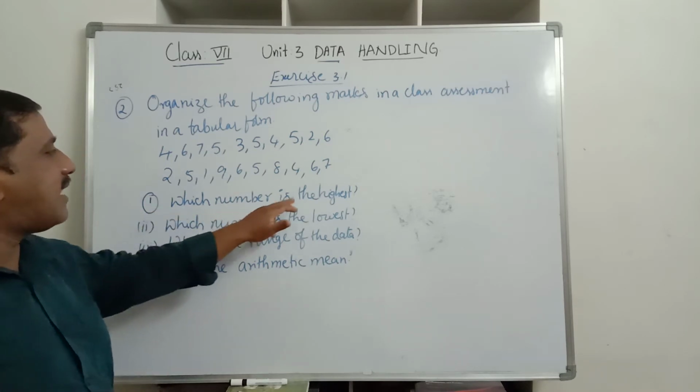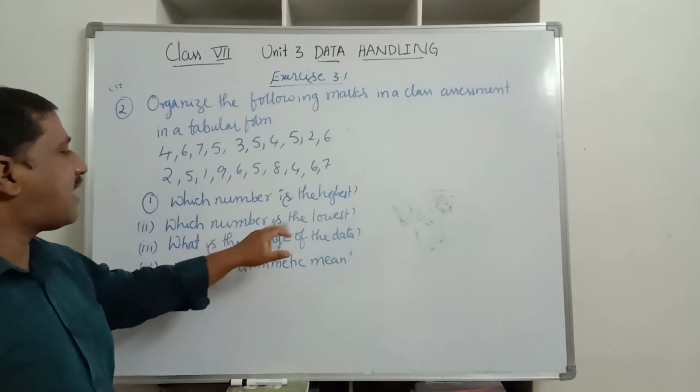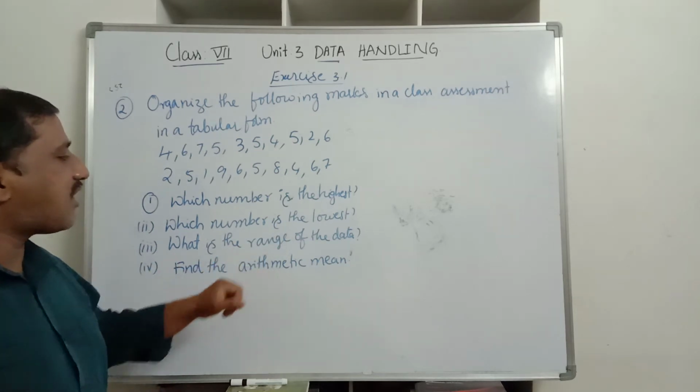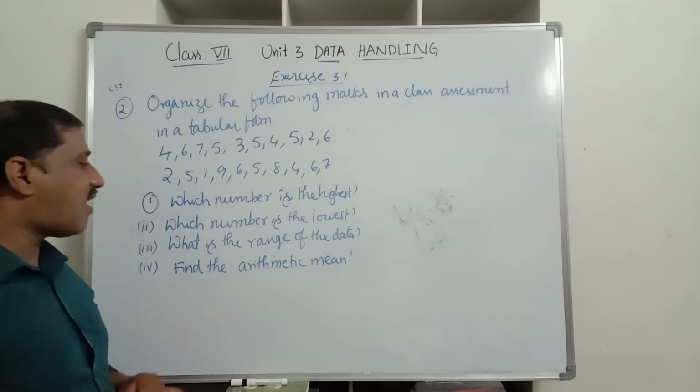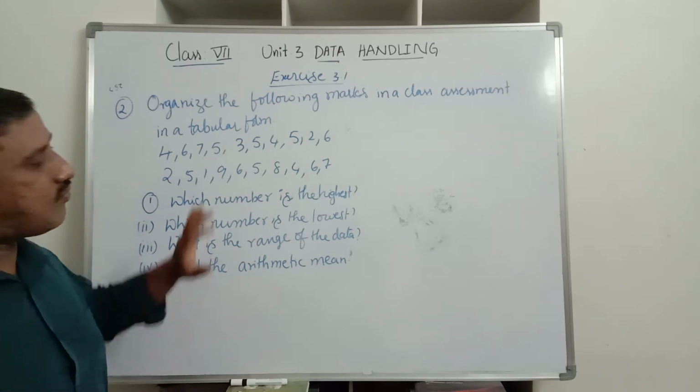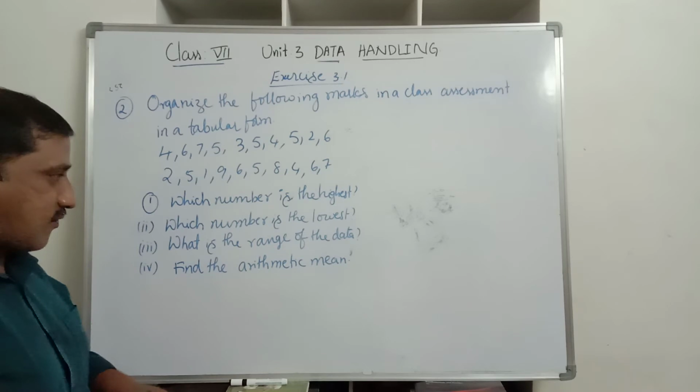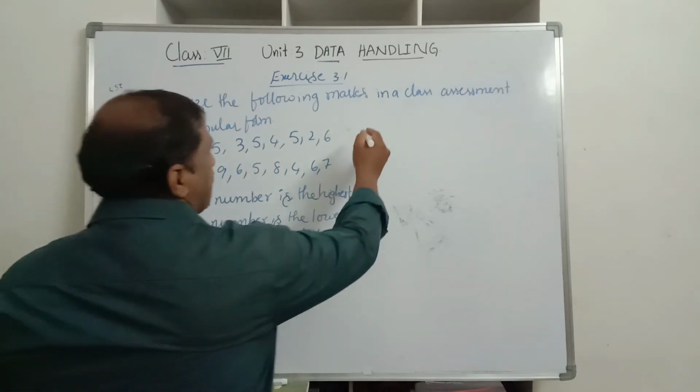Which number is the highest? Which number is the lowest? What is the range of the data? And find the arithmetic mean. So four more bits are there. First, we will find the tabular form.